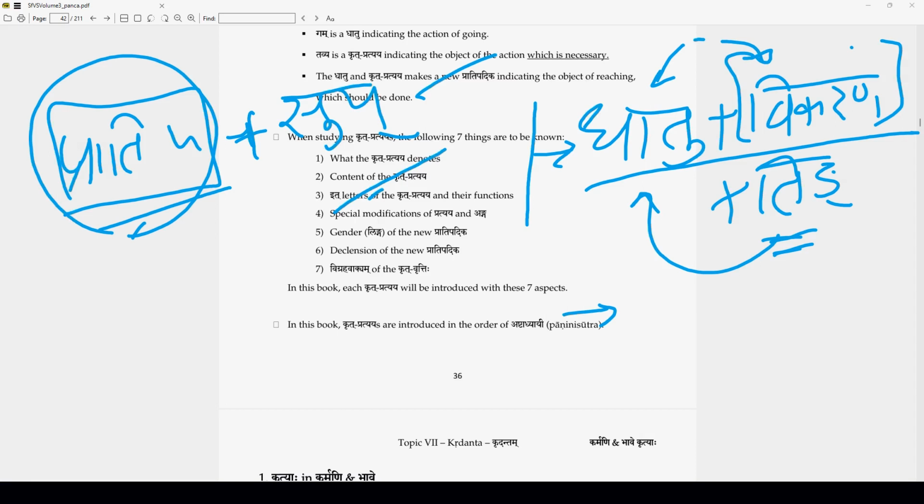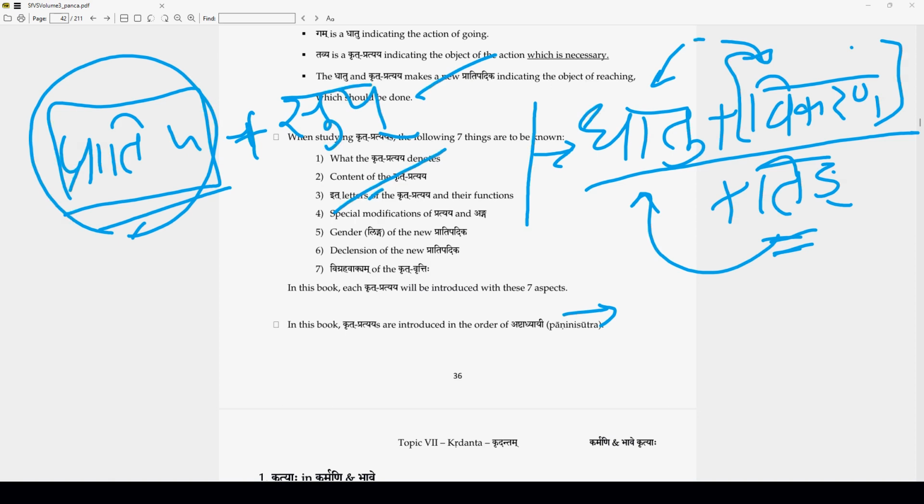Then the gender of the pratipadikam. Once the new pratipadikam is derived from dhatu plus krit, we need to think about the linga of that pratipadikam. Initially, by default, it can continue as a pullinga pratipadikam. Then to make it a napumsakalinga pratipadikam or strilinga pratipadikam, we might need to add additional pratyayas to make it a pratipadikam in that linga form.